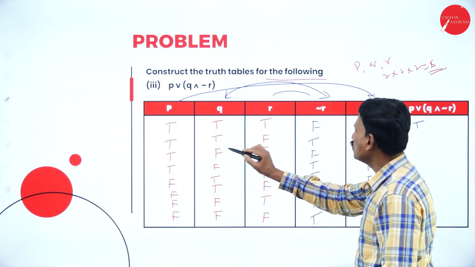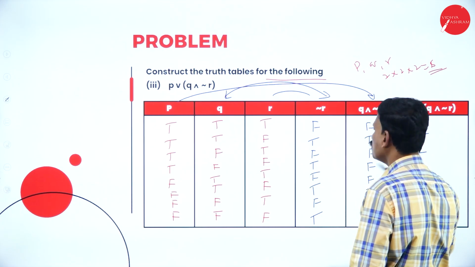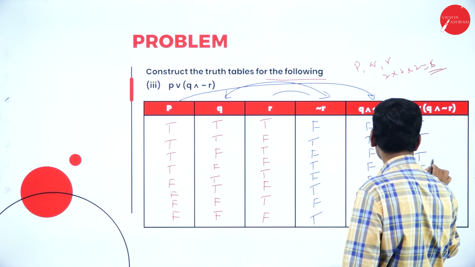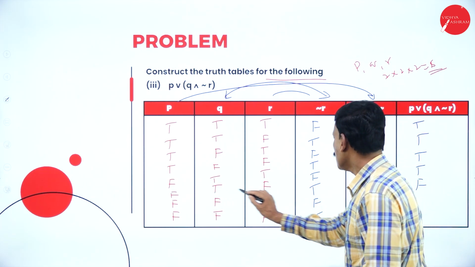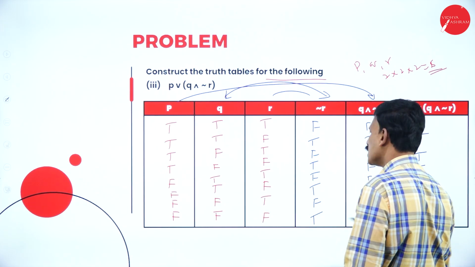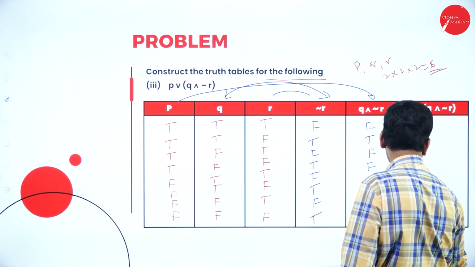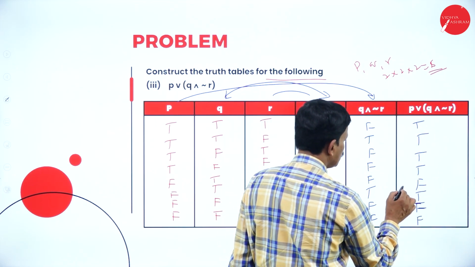True and false is true, true and true is also true, true and false is also true, again true and false is also true. Again, false and false is false, false and true is true, false and false is false, false and false is false. That's it. So here we have T, T, T, T, T, F, T, F, F.